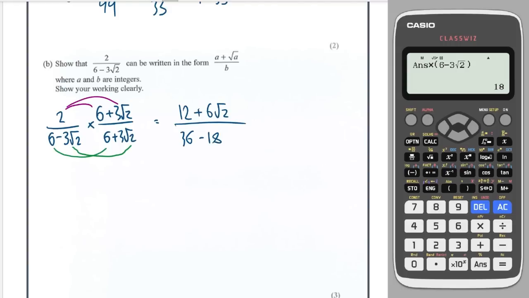The other terms are going to cancel, because we'll have a 6 times by a 3 root 2, and we'll have a 6 times by a minus 3 root 2. So they will cancel. Great. This gives me 12 plus 6 root 2 over 18. And I can take out a factor of 6, leaves me 2, leaves me 1, leaves me 3. So overall I have 2 plus root 2 over 3.